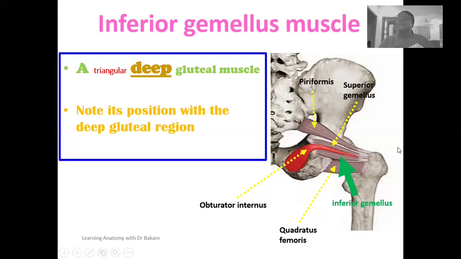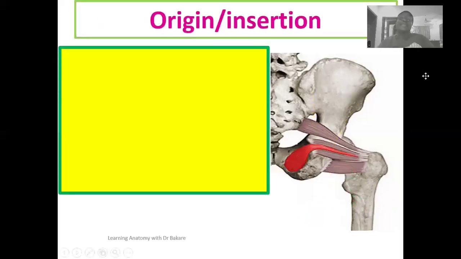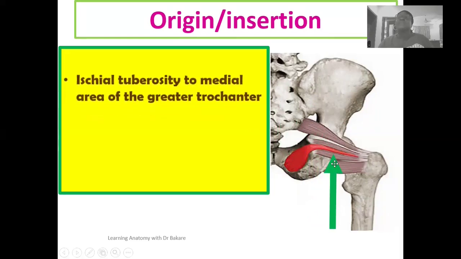And it is important that we are able to highlight the relationship that it has with the other counterpart within the deep gluteal space. So let's drive further to highlight the specific region where it originates and also where it inserts upon. This is where we have the inferior gemellus muscle here, arrowed in green. And this muscle is seen to originate from the ischial tuberosity. This is where we have the ischial tuberosity here, arrowed in dotted black. This is where we have the ischium.